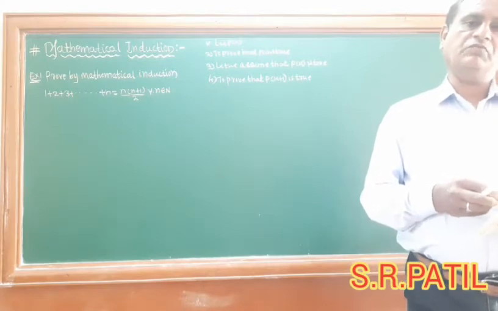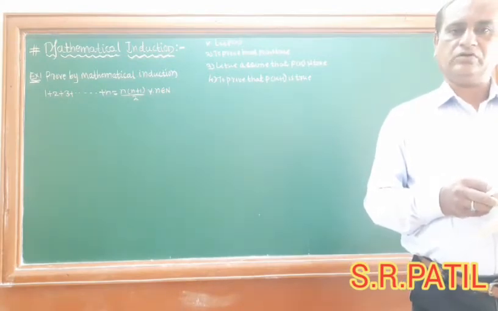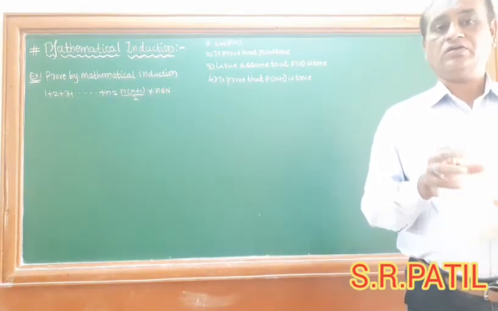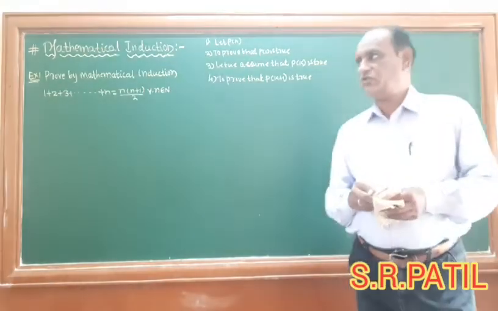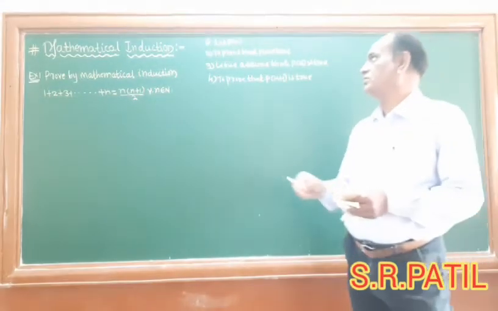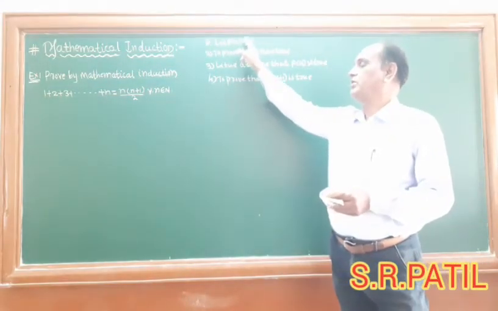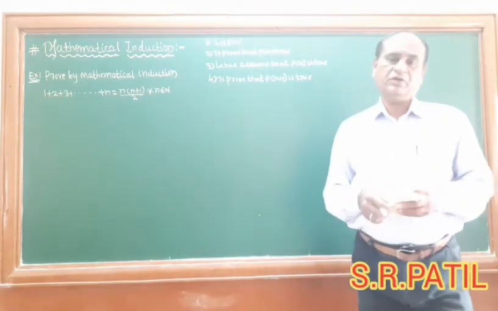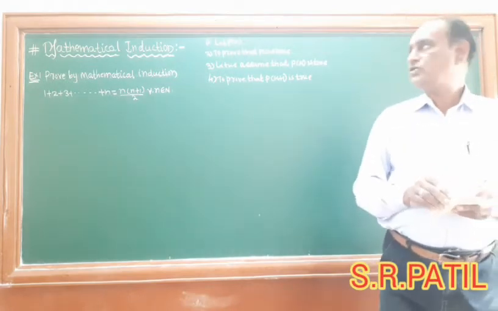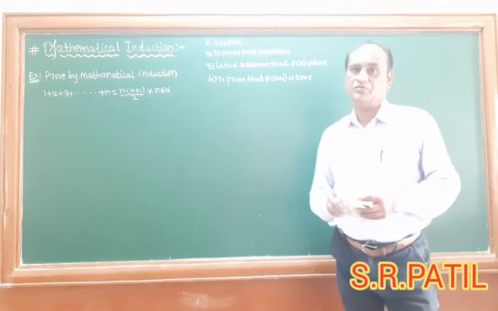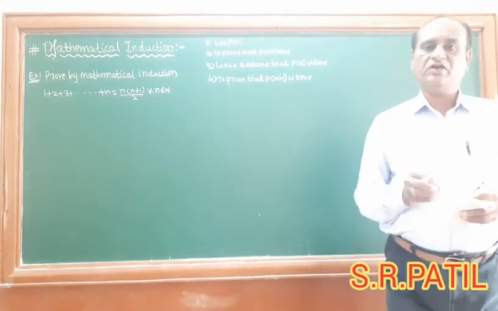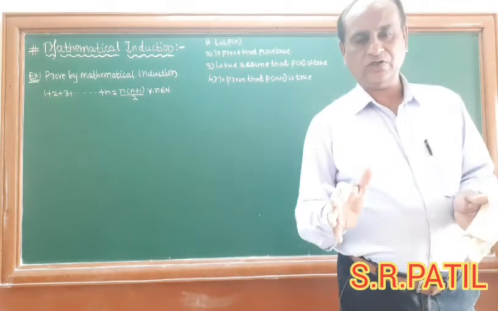The proof of the theorem or formula consists of four important steps. The first step is P(n), the statement with the variable n. Then the second step is to prove that P(1) is true. P(1) is true after checking.